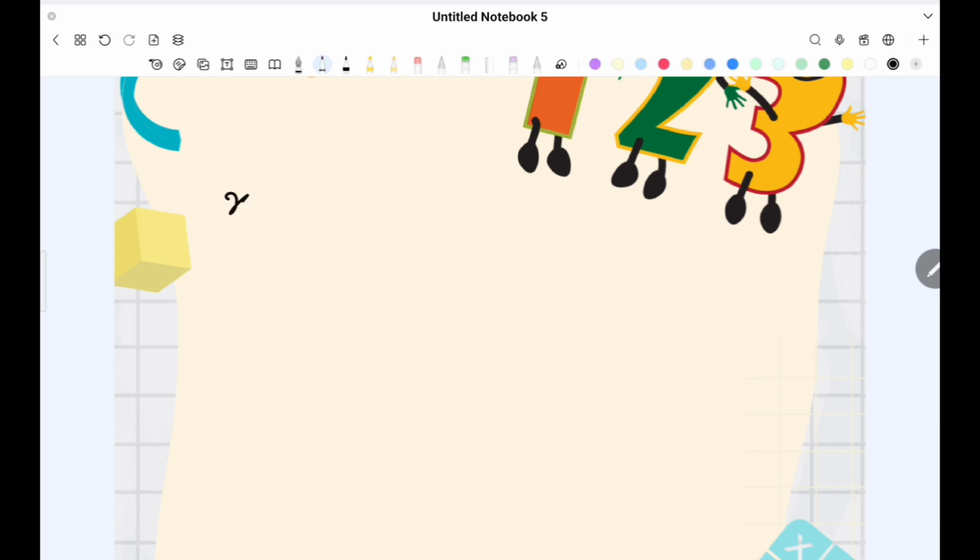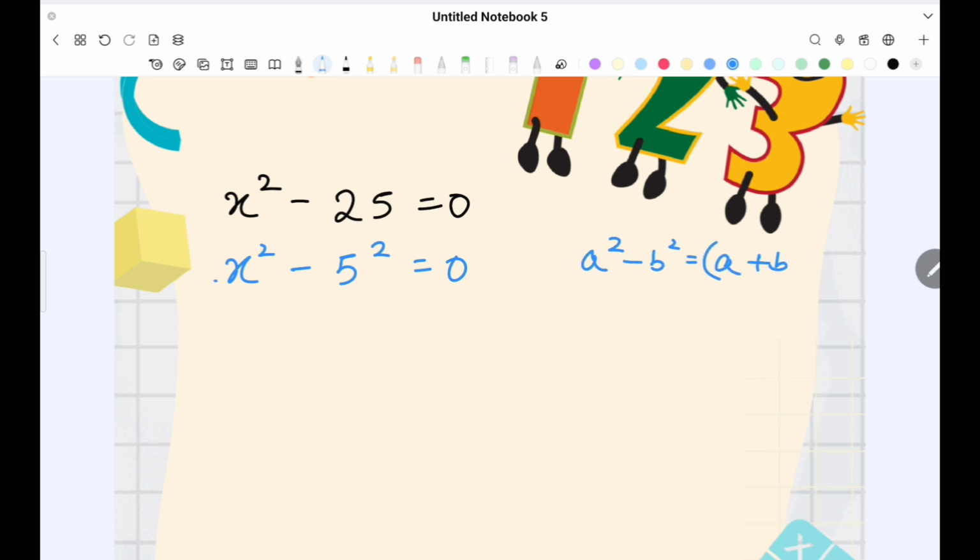x square minus 25 is equal to 0. We can write x square minus 5 square is equal to 0. Let me make you solve this question first, then I will solve it. 1, 2, 3, done. Now let us solve. x square minus 5 square is equal to 0. a square minus b square is (a plus b)(a minus b).